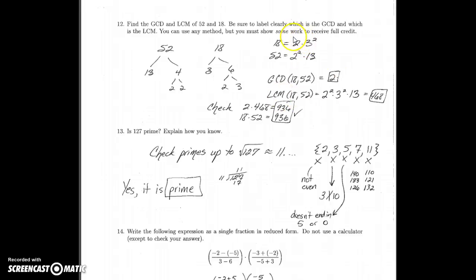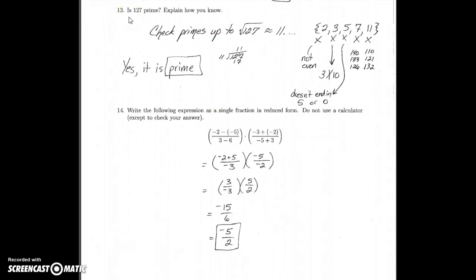LCM, I'm getting as many of each number. This is the greedy one. So here I get two 2's. I get both of my 3's from here, and I get my 13 from here. Multiply out to get 468. Totally fine to do that on the calculator, by the way. We check, so I know that GCD times LCM, whatever that number is, should be the same as multiplying the original two numbers together, which they are.